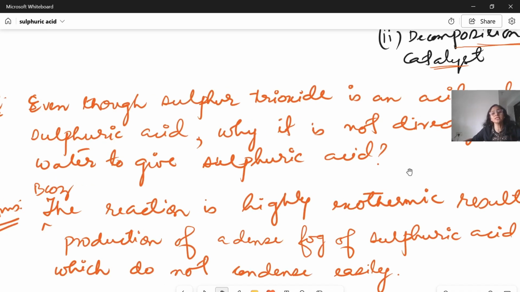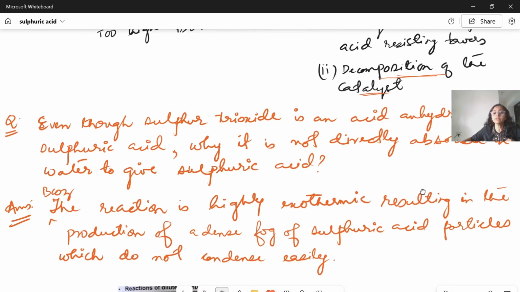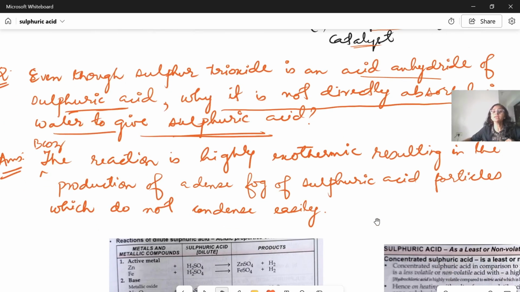Directly पानी को क्यों नहीं use किया? So even though sulfur trioxide is an acid anhydride of sulfuric acid, why is it not directly absorbed in water to give sulfuric acid? So reason क्या है? Reason is that the reaction is highly exothermic and results in the production of a dense fog of sulfuric acid particles.